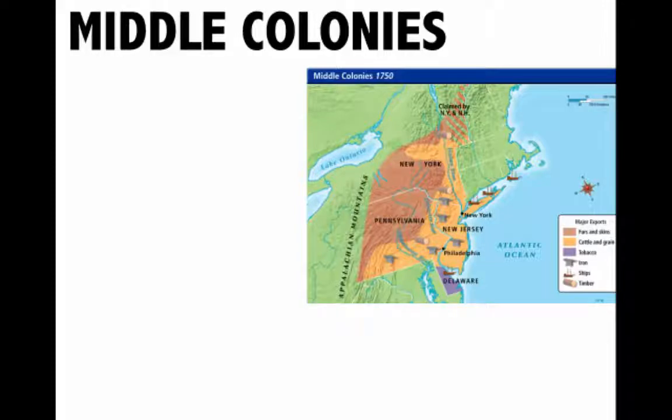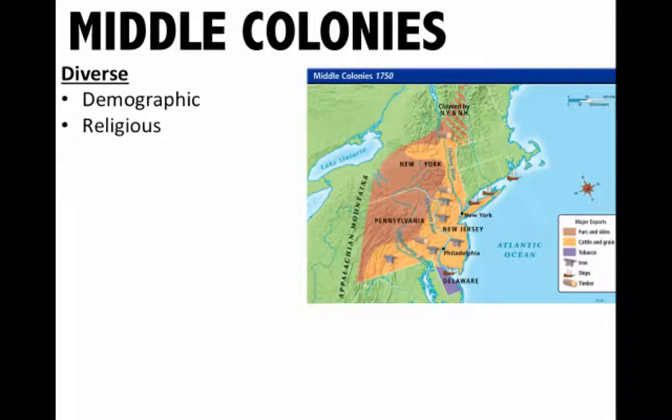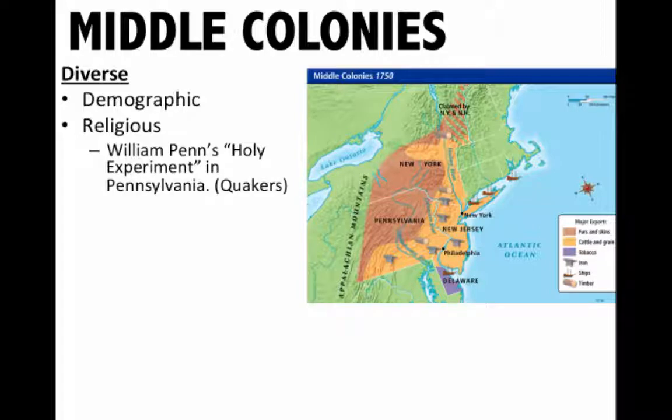The middle colonies are also a region that's very unique and distinct. They are very diverse demographically. There's a mixture of people coming over, large number of families in places like Pennsylvania. There's also a great degree of religious diversity. For instance, the Quakers in Pennsylvania, William Penn, his holy experiment, where he is going to give a great degree of religious freedom to all different religions, a great degree of freedom for women.